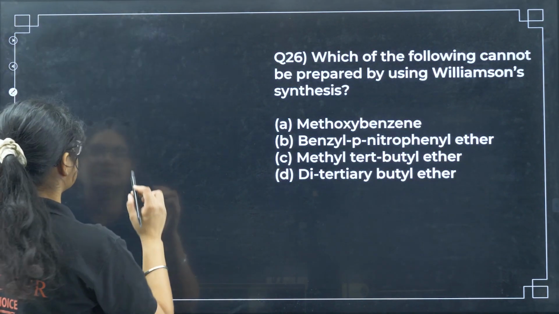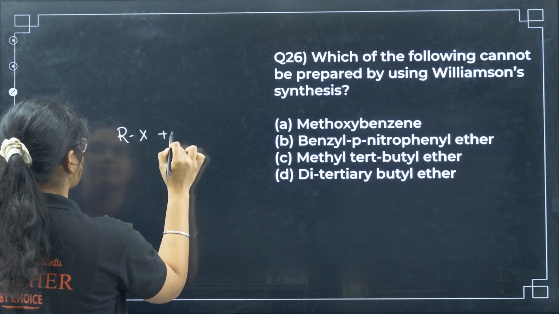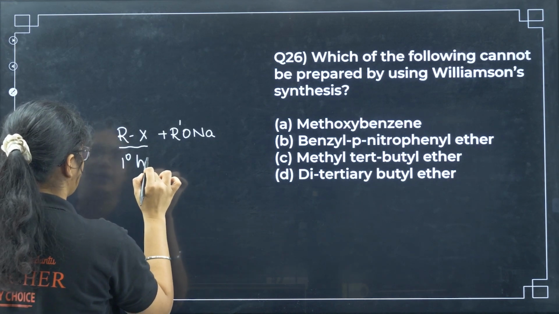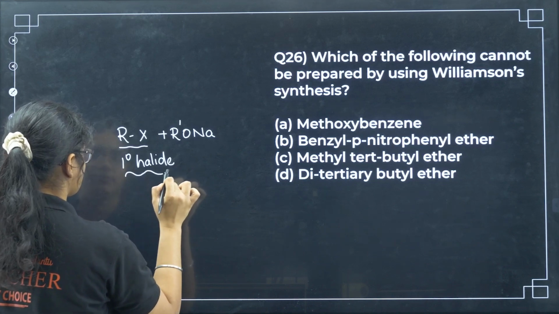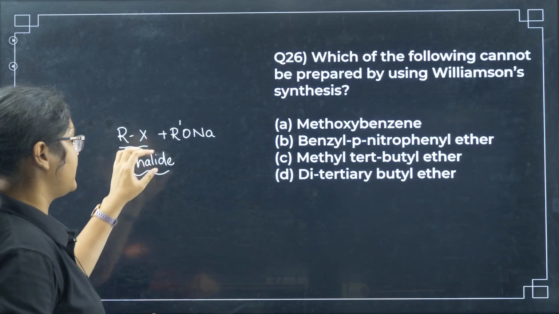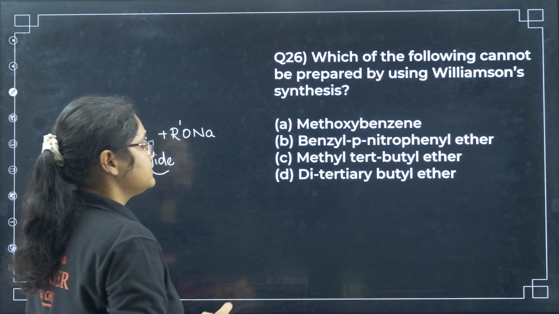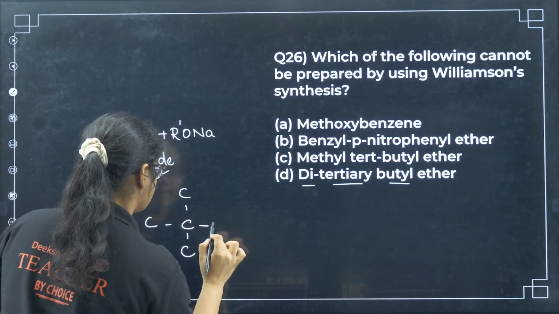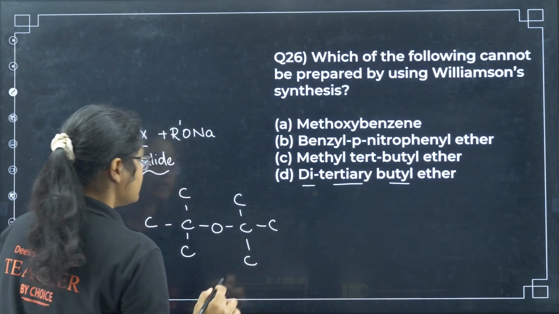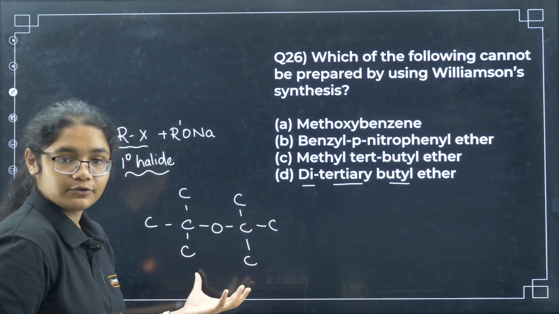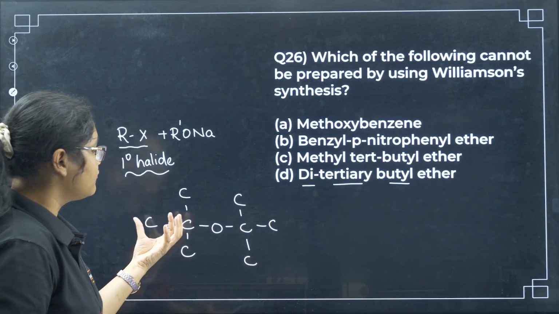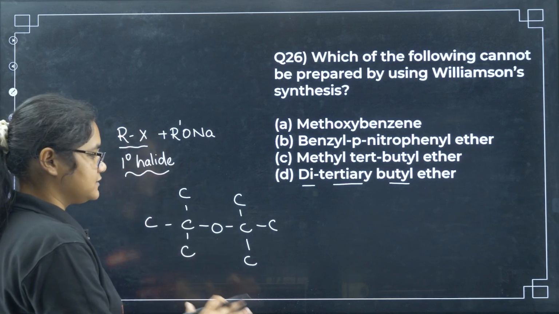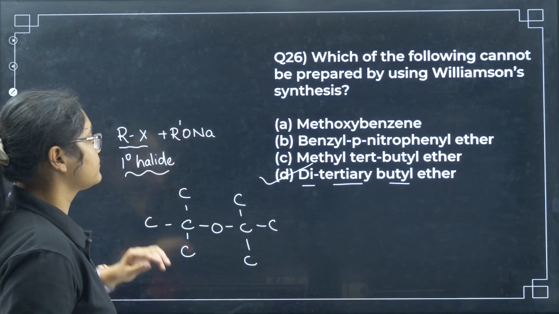Next, which of the following cannot be prepared by using Williamson ether synthesis? So in Williamson ether synthesis, what we take is RX plus R'ONa, right? And this RX must be a primary halide, then R'ONa will attack here. Now if you see di-tert-butyl ether, it is a compound like this. Both sides have tertiary groups. That means one of the RX has to be a tertiary halide. In that case, this is not possible. So option number D.